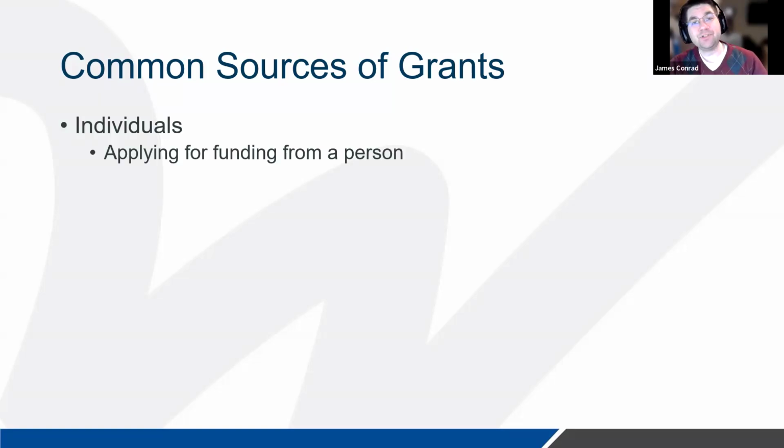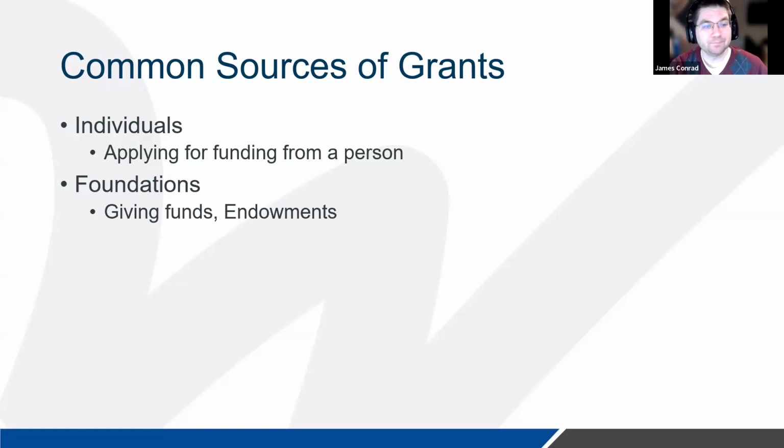So for example, we're starting off with individuals. You can apply for funding from a specific person. It isn't exactly set up like that, but MacKenzie Scott has also been giving out gobs of money to various organizations across the country. It is being done through a giving fund, so it's not truly an individual, but it would be a philanthropist that likes giving money to organizations.